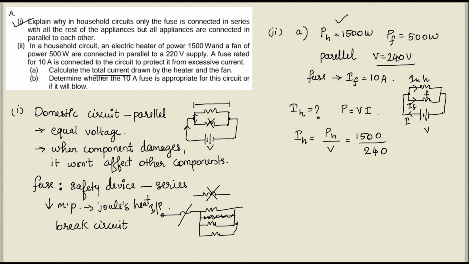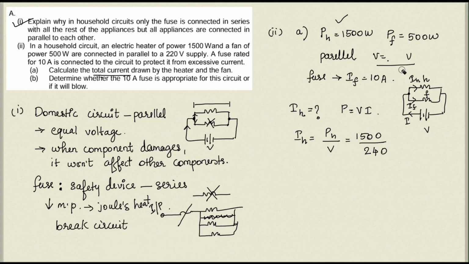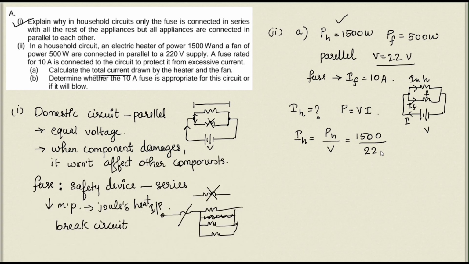I'm sorry, it is not 240, it is 220. That was my mistake. You have to take voltage as 220. We know it is a domestic electric circuit. We can use only 220. Yes, 220. So how much will this be? 150 by 22, we will get 6.82 ampere current passing through the heater.